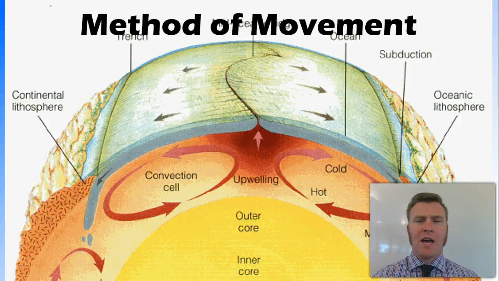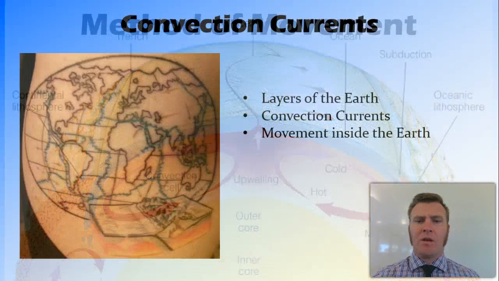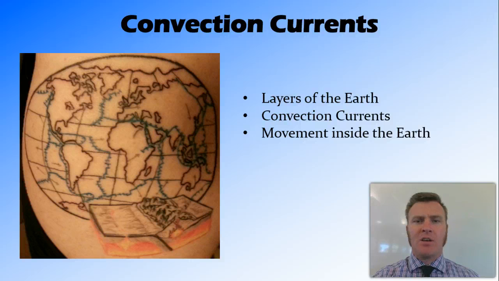In this video, we're going to look at the method of movement that allows the tectonic plates to move around the Earth. We're going to revise the layers of the Earth. We're going to look at convection currents and what they are, and then look at how convection currents move inside the Earth.